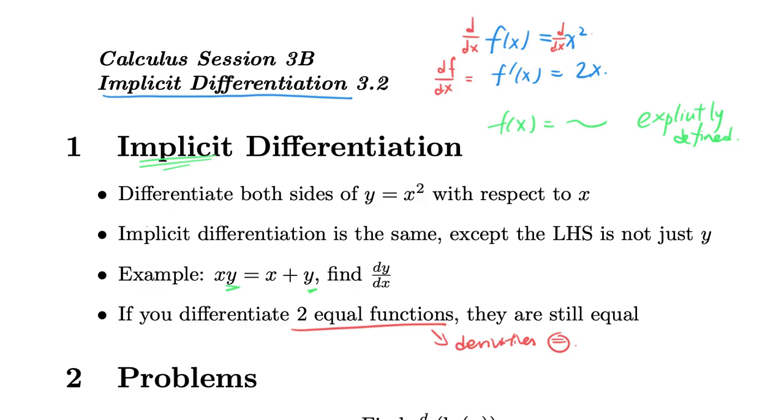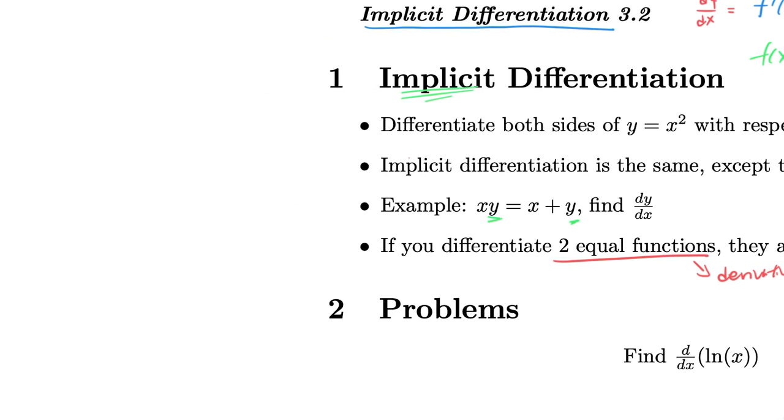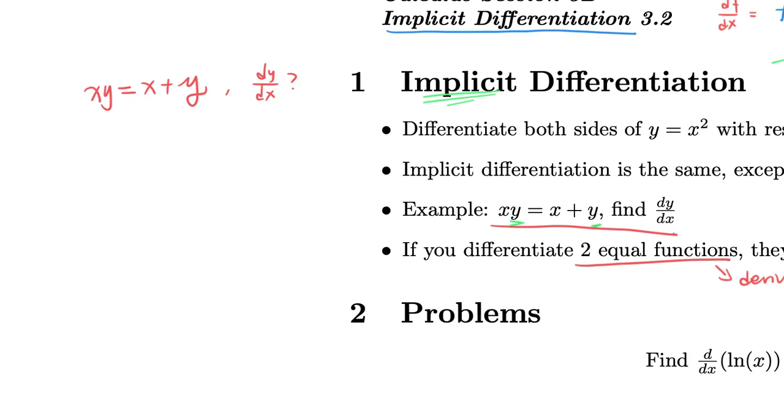For example here, we have xy equals x plus y, and we want to find dy over dx. So notice how y here is not explicitly defined, even though we could collect it and isolate it, but this is some good practice. So we want dy over dx, right? And the way we're going to do this is we're going to take the derivative with respect to x on both sides.